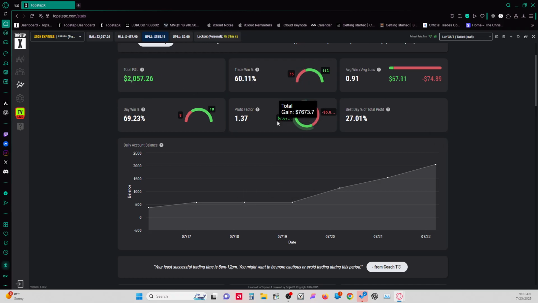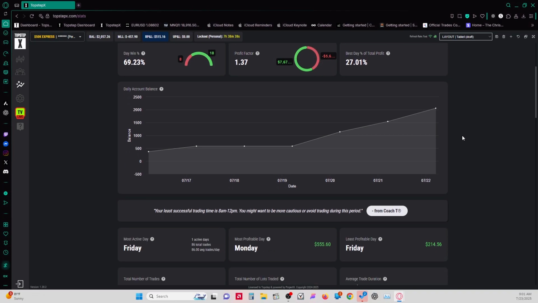here's my trading stats. We're up 2K, 60% win rate. I need to fix that, but I think that's because of NQ when I trade one NQ contract. So obviously, the average loss would be bigger than the average win. If it was just tracking micros, my average win would be better. Profit factor 1.37, so 7,000 to 5,000. Okay, cool.